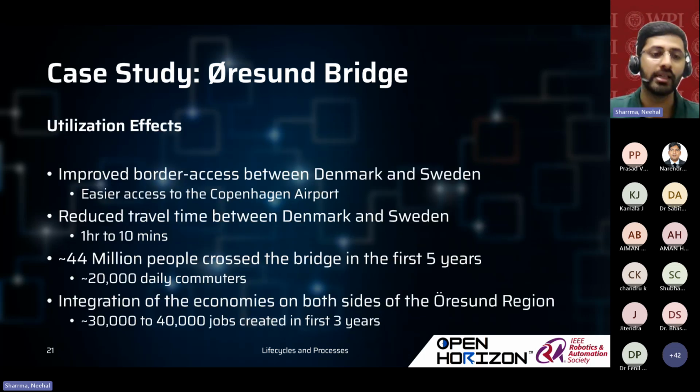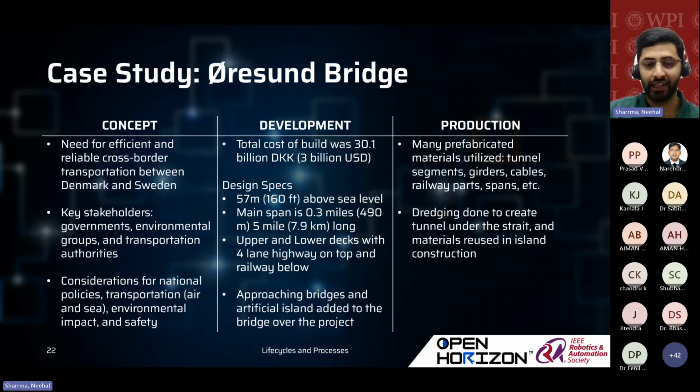Oh, I forgot to cover this. Right, so once this was done, the utilization effects were obviously clear to see. We had better border access between Denmark and Sweden. We had reduced travel time, and obviously people would prefer that. And that way, they were able to achieve their objective within budget, within timeline, and satisfy all the objectives they had set out for themselves, which is also why the Nordic and Scandinavian countries are leaders in civil engineering. They really do their homework in that regard.